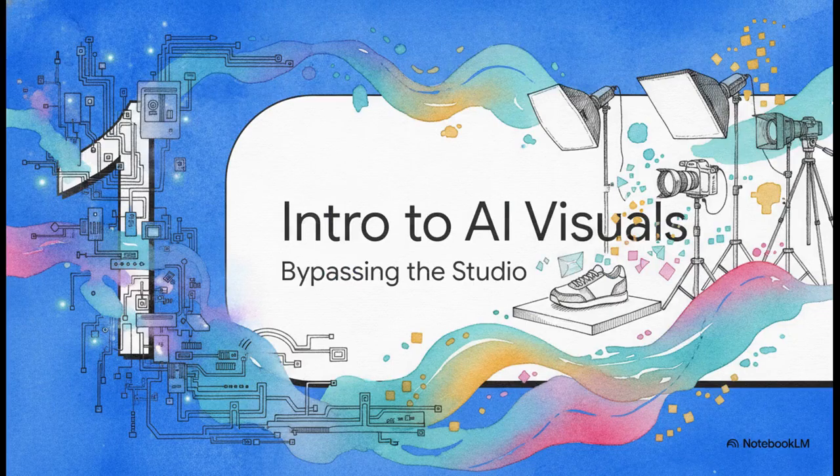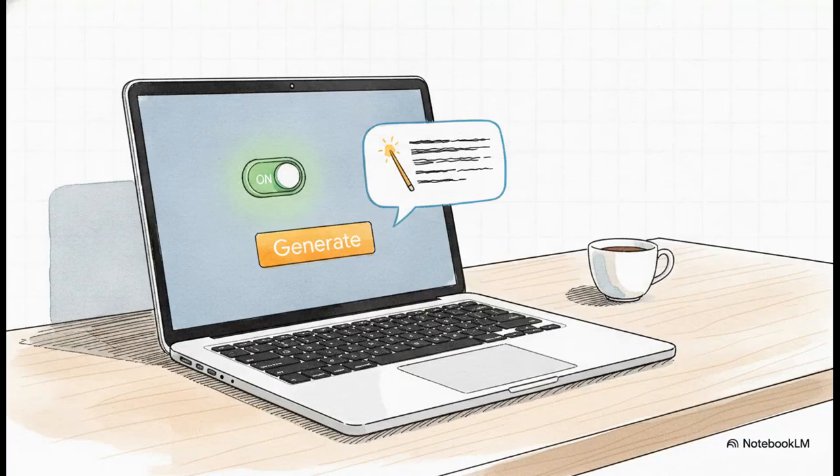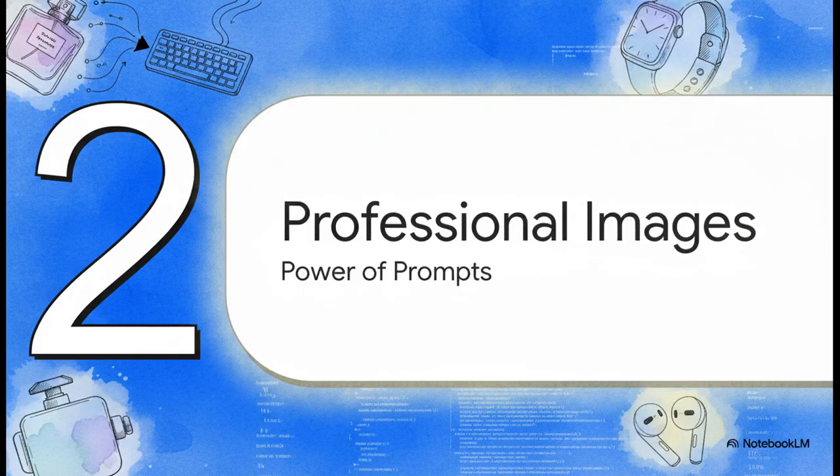All right, let's jump right into Section 1, Introduction to AI Visuals, and more importantly, how we bypass that expensive studio altogether. You know, the wildest part about this is just how frictionless it is to get started. You don't need a crazy complex setup anymore. You literally just flip the agent toggle on in your project, type a clear description of what you want, and hit generate. It's essentially just having a conversation with the AI about the exact scene you want to build.